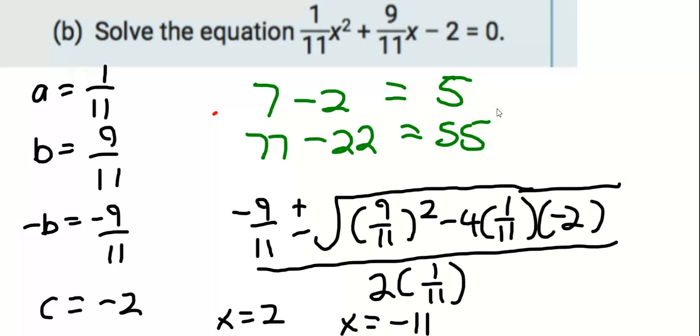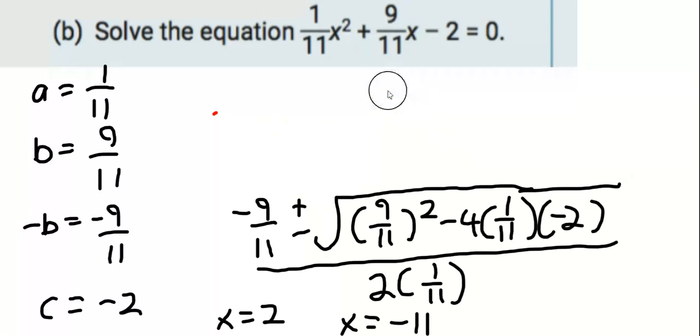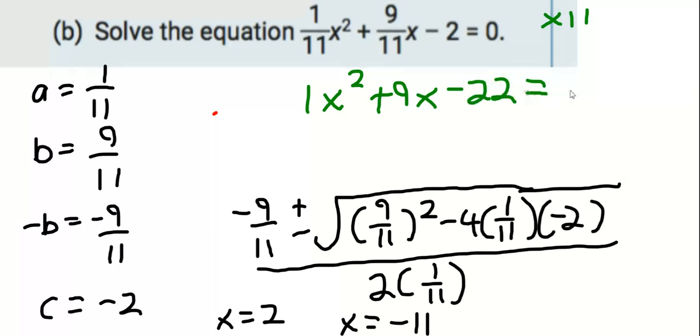the balance? What could I do with this equation? I could have multiplied both sides by 11. And what would have happened? What happens when you multiply 1 over 11 by 11? Turns into 1. What happens when you multiply 9 over 11 by 11? Turns into 9. What happens when you multiply minus 2 by 11? Yeah, you could have done it that way. And that way you'd have a common denominator. But the minus b formula is safe enough, isn't it? Yes.